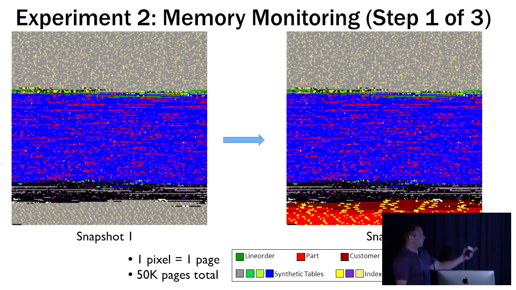So here you can see I issue some queries from snapshot 1 to snapshot 2. I issue some queries on table customer and table part. And you can see at the bottom that the dark red and the bright red come in and flush old pages out.